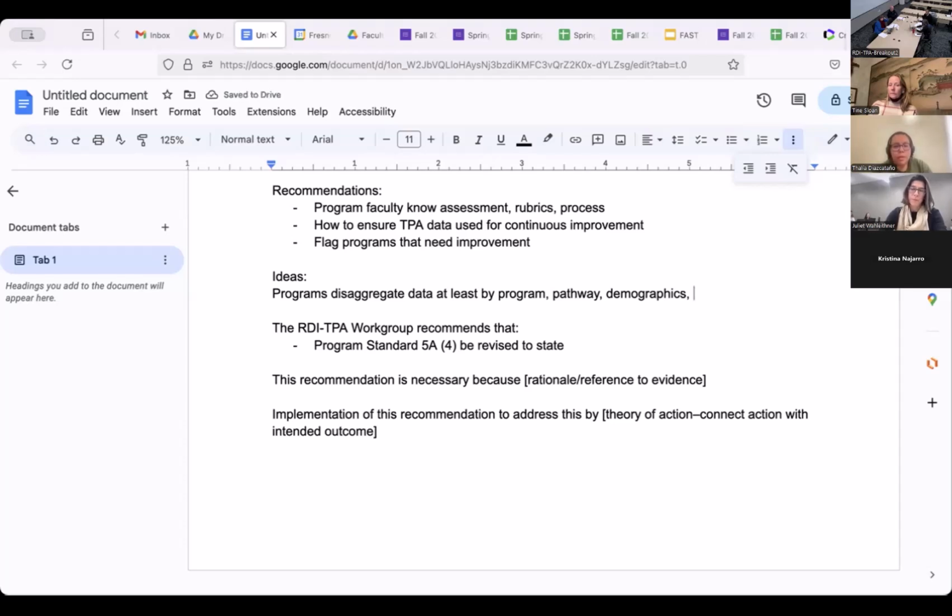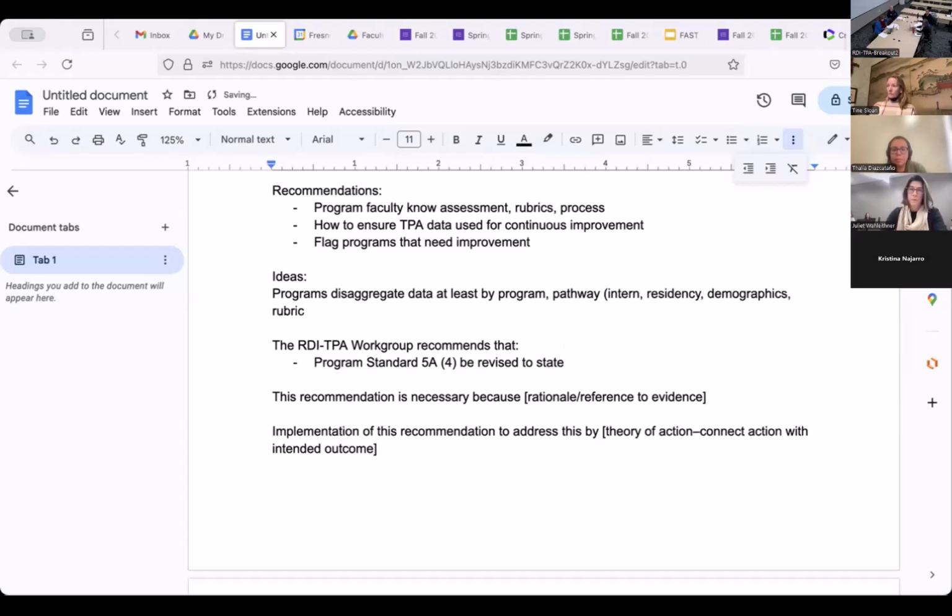Can we do it in a way where programs can then create their own subgroups according to their programmatic needs? Because I wouldn't be able to tell you what institutions have different subgroups, like you just mentioned, like intern. So that would be the same thing in terms of choice, right? Letting them disaggregate data, but in a way that they can show their data through their subgroups, whatever that might be.